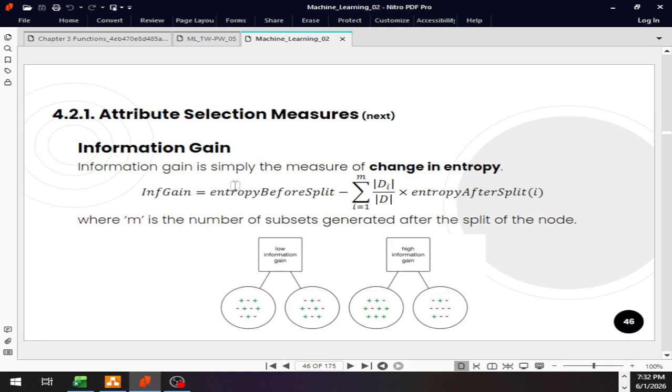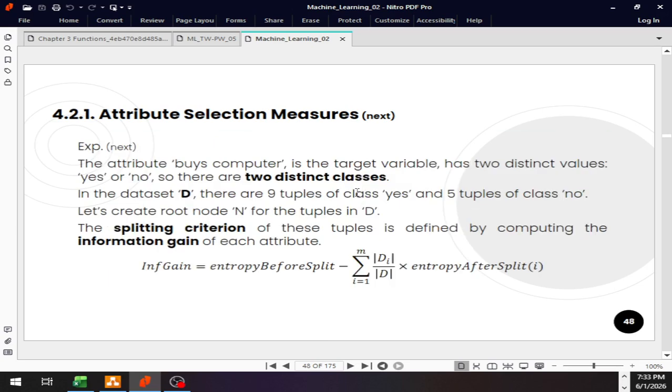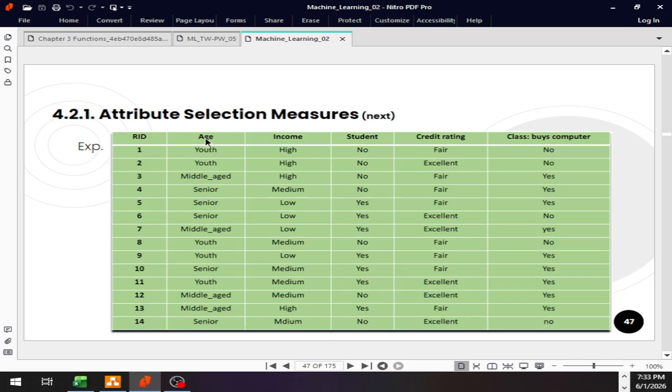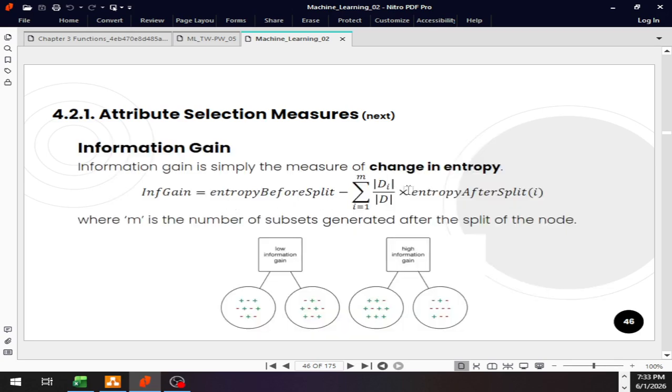And then we compare between the attributes we are using. So here this is calculated for each attribute. When we go to our dataset, suppose we are going to do that for age. Age we have youth, middle, and senior. So we're going to do entropy after split for age, but firstly for youth, then middle, then senior.